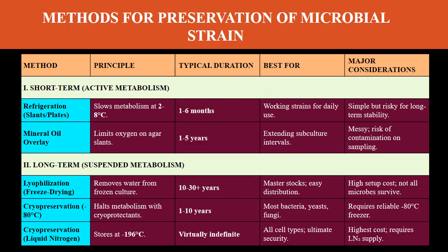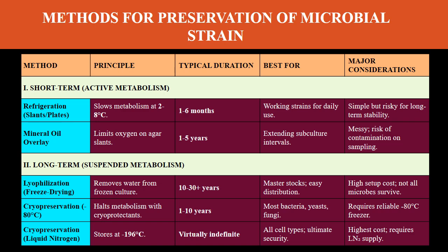The next one is cryopreservation at minus 80 degrees Celsius. The principle is that it halts metabolism with cryoprotectants. The typical duration is about 1 to 10 years. It is best for most bacteria, yeast and fungi. The major consideration is that it requires a reliable minus 80 degrees Celsius freezer.